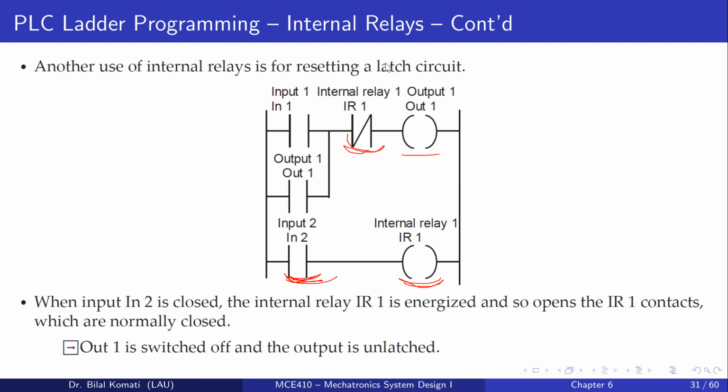So one of the options is to use it for latching. Latching is usually used as a memory to keep the state of a system, but the internal relay can override this memory.